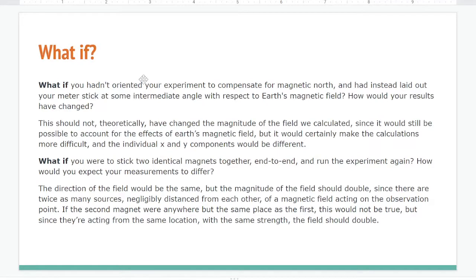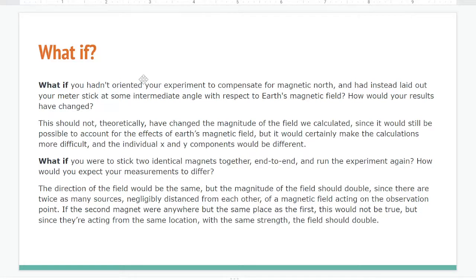So finally, what if? What if we hadn't oriented the experiment to compensate for magnetic north? That would have certainly made it more difficult. It would have made the calculations harder, but it wouldn't have made it impossible. It would have taken longer, but it could absolutely be done with accuracy.